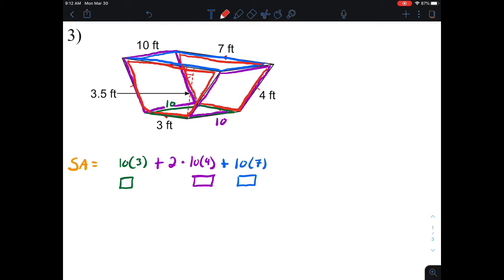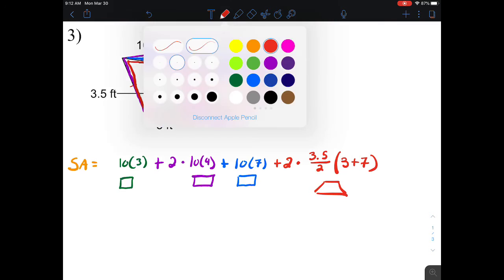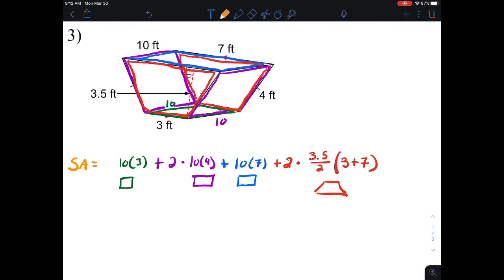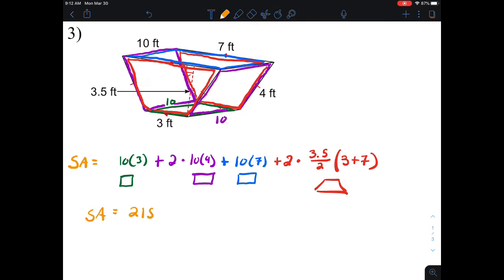And so the area of the trapezoid, now there's 2 of them, so it's going to be 2 times the area of one of the trapezoids, which is h over 2, where h is 3.5, times the sum of the bases. Well, one base is 3, the other base is 7. So that's my trapezoids, and I had 2 of them. And so I add all those together, and we're going to get a surface area here of 215 feet squared.